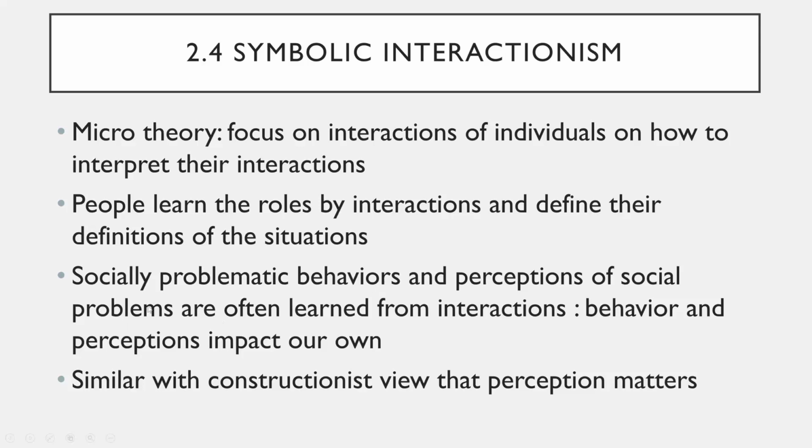So socially problematic behaviors and perceptions of social problems are often made by or learned from interactions among people. So crime behaviors can be learned by people who are in similar situations. So they view social interaction as the most important part of social problems. This is very similar to the constructionists because they emphasize perceptions formed by individual interactions.